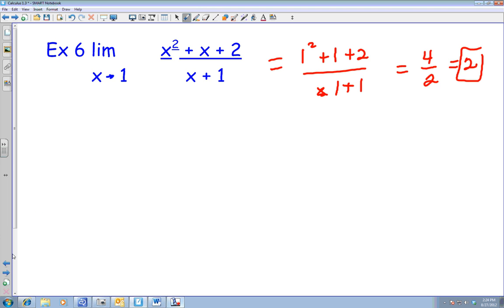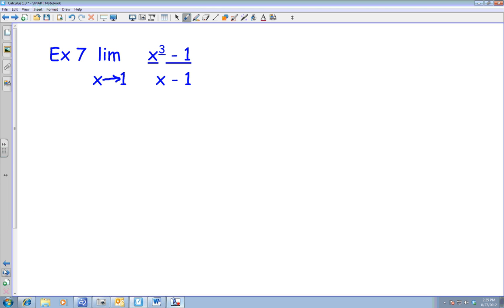Okay, now we're going to get some where we can't use just direct substitution. Here's an example, and I know immediately I can't use direct substitution because when I plug 1 in, I get 0 over 0. We can never have 0 in the denominator. So when that happens, we have to do something else. So in your notes, it tells you what your options are. If you can't use direct substitution, our first other option is to factor.